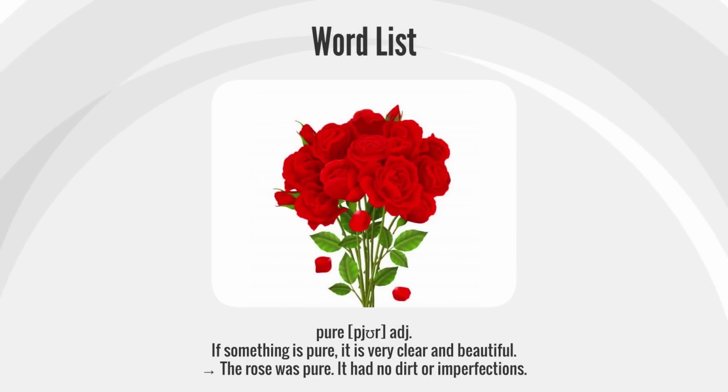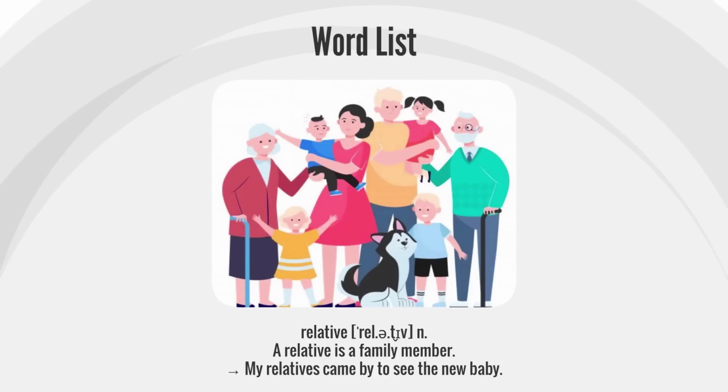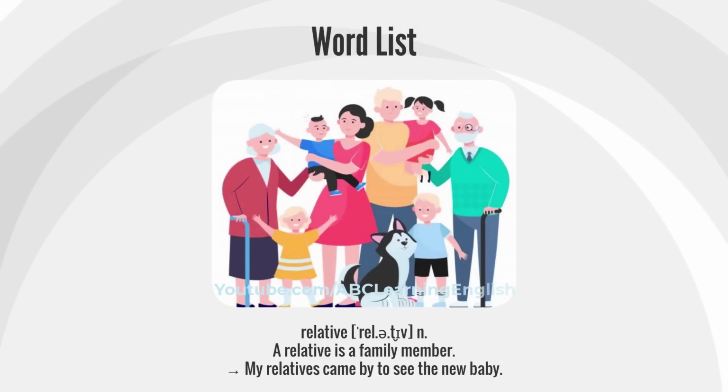Pure. If something is pure, it is very clear and beautiful. The rose was pure. It had no dirt or imperfections. Relative. A relative is a family member. My relatives came by to see the new baby.